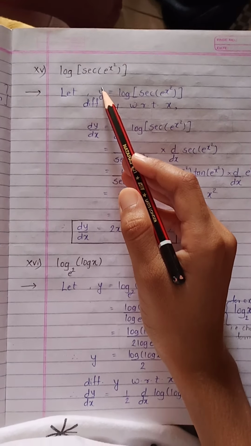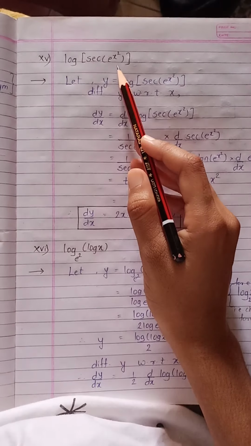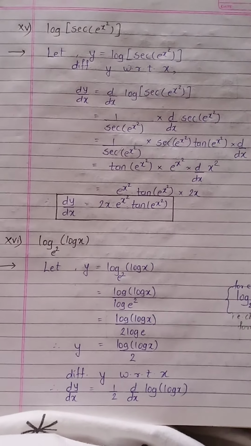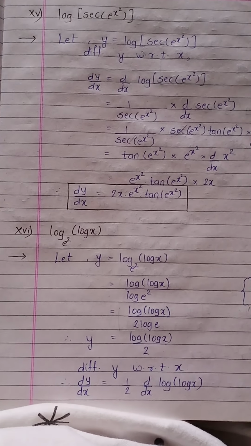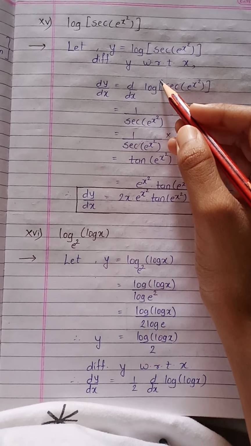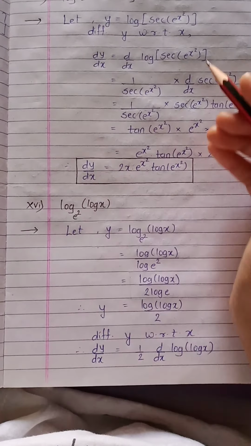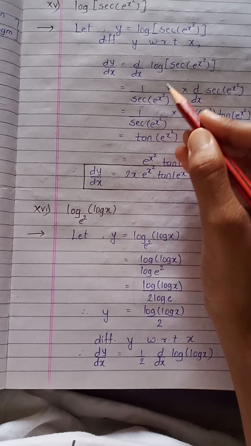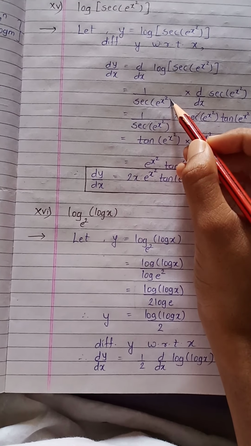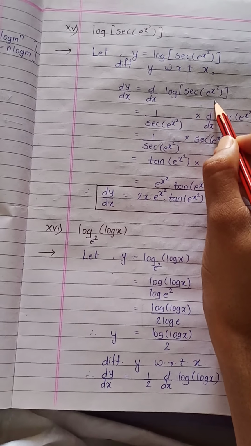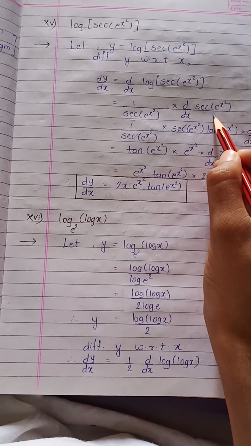Next question is log of sec e raised to x square. So consider it as y is equal to log of sec of e raised to x square and differentiate it with respect to x. As it is the derivative of log, it will be 1 upon the bracket. So 1 upon sec e raised to x square into the derivative of the inner part, which is sec of e raised to x square. So the derivative of that in multiplication.